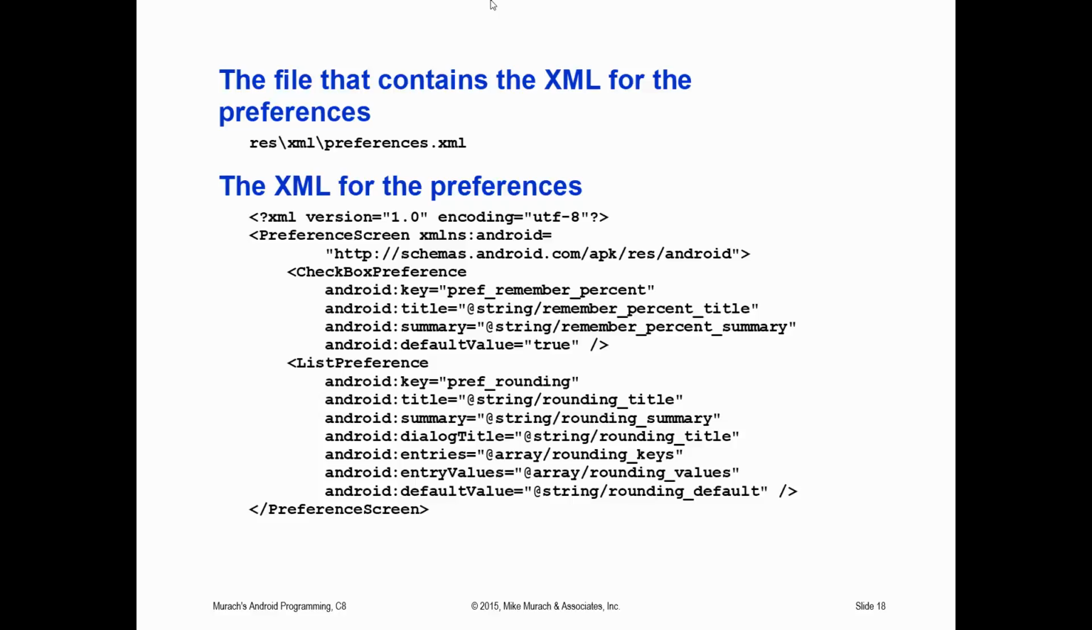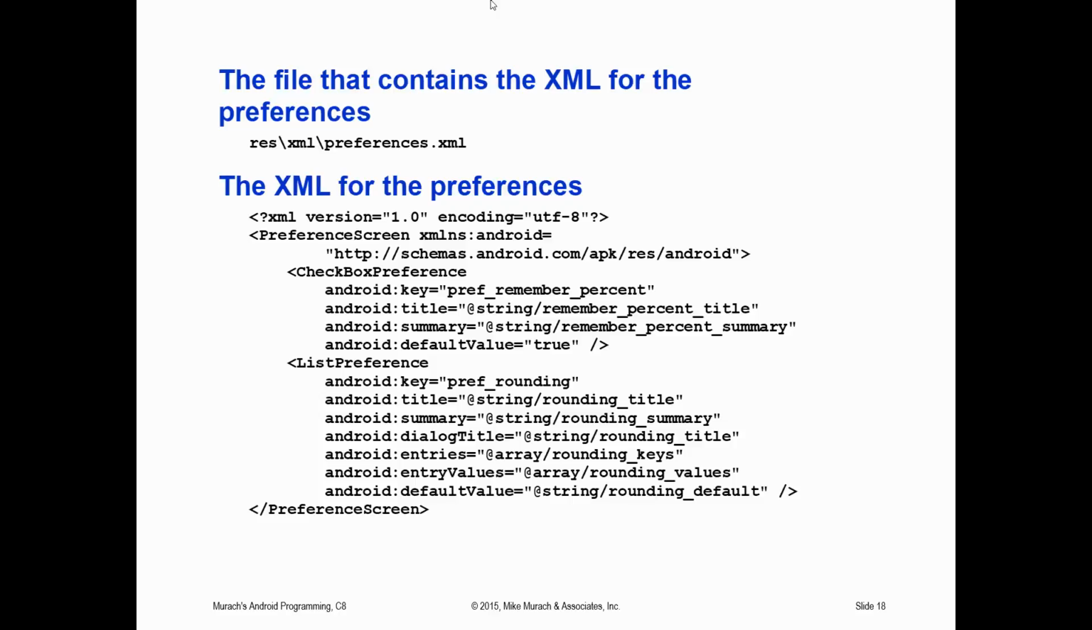Some of the attributes that apply to the preference elements include the key, which specifies the ID used across the preference, the title, which is the title of the preference, the summary, which summarizes the preference, and the default value, if there is a default value. Some attributes that apply to the list preference element include dialog title, which specifies the title of a dialog box, entries, which specifies the names of the entries in the list, and entry values, which specifies the values. So some of this stuff, again, we've seen this kind of thing before, is used as a key value type of pair.